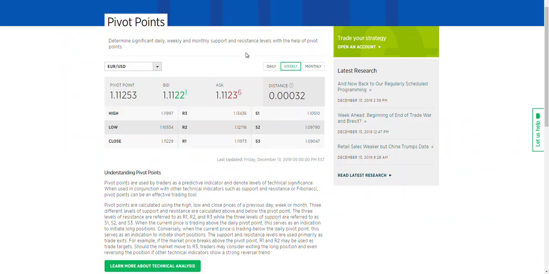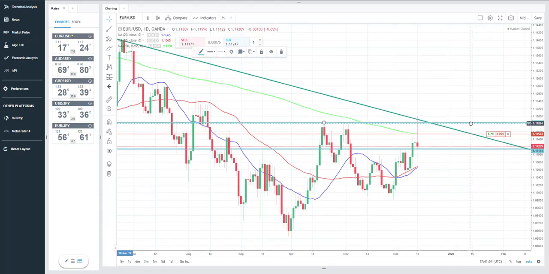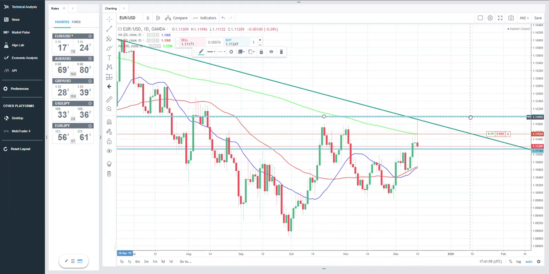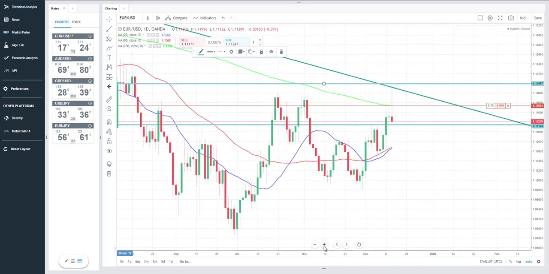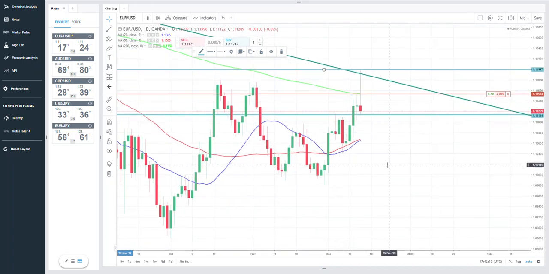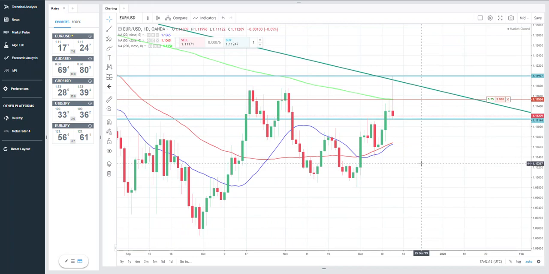So let's see, our weekly R1 is 1.1197. It's right up here by that last high, right? So when you're thinking about stop losses, if you're selling, you want to put your stop behind your last high. If you're buying, you want to put your stop behind that last low. Because if the trend continues and it goes against you, you want to be out the moment it proves to be going the opposite way. So that's the bigger trend.